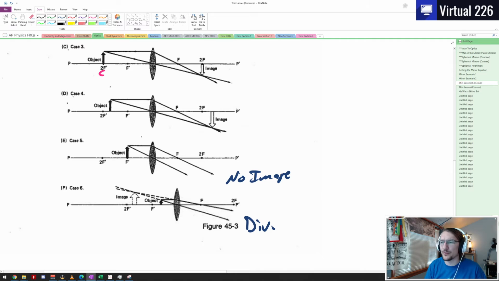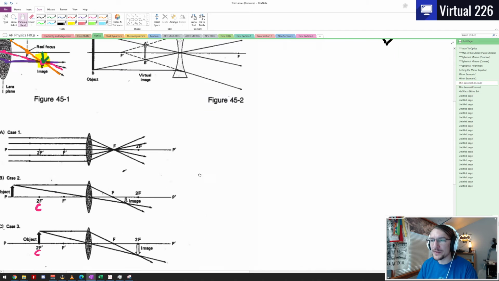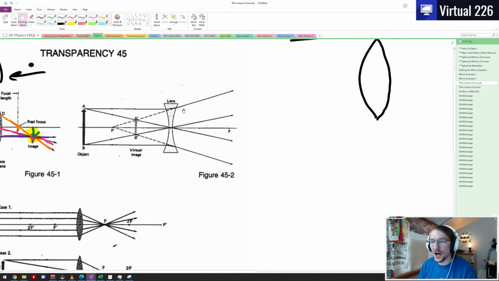I think I misspoke. Case 4 isn't a true magnifying glass. We are getting a magnification of an image here, but it's upside down, which will be annoying if you're trying to read. A true magnifying glass will give you an upright image. It's virtual. This, case 6, is a magnifying glass. Sorry about that, I misspoke. But it's the exact same thing that happened with a concave spherical mirror. They're the exact same.